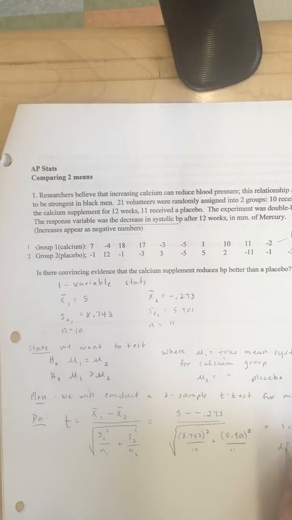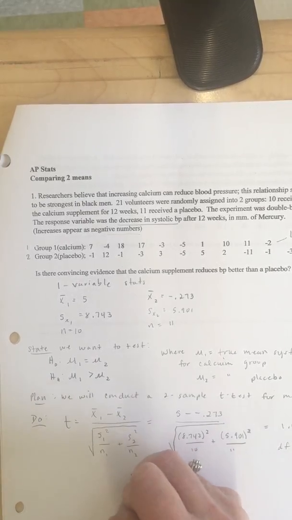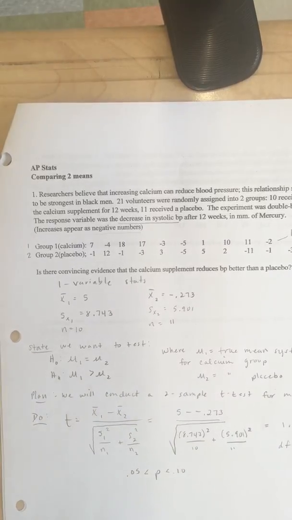So we're looking at degrees of freedom 9 here because our smaller distribution has 10 things in it, and our degrees of freedom is n minus 1. So you're going to go to your table and you will find that your p-value is between 0.05 and 0.10.